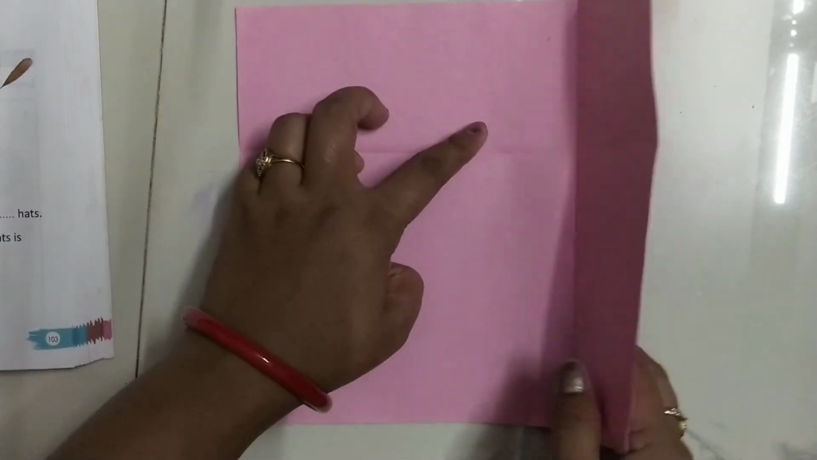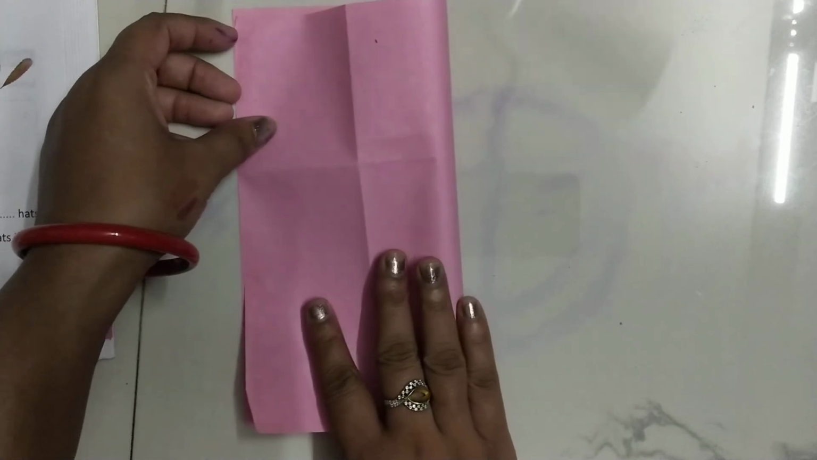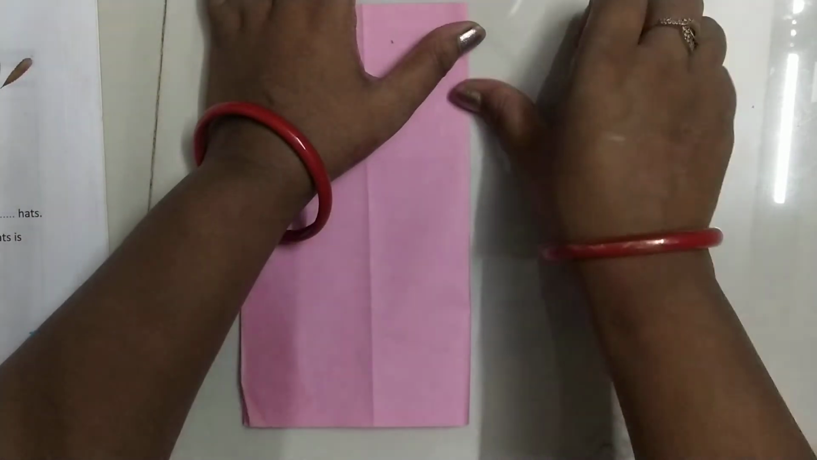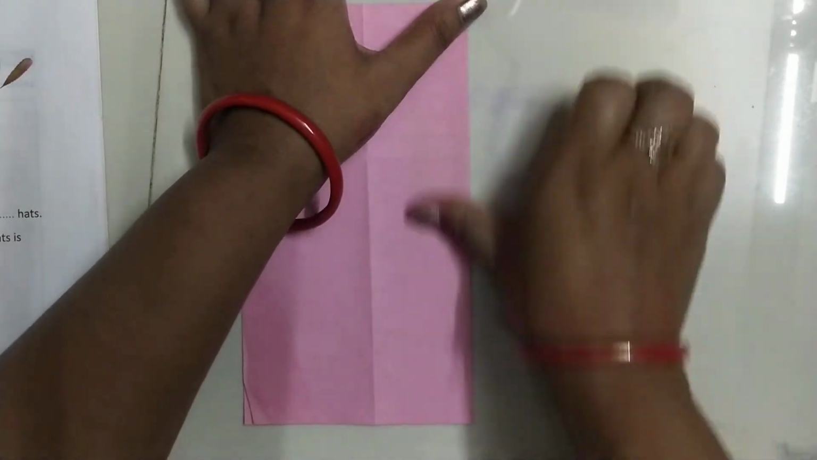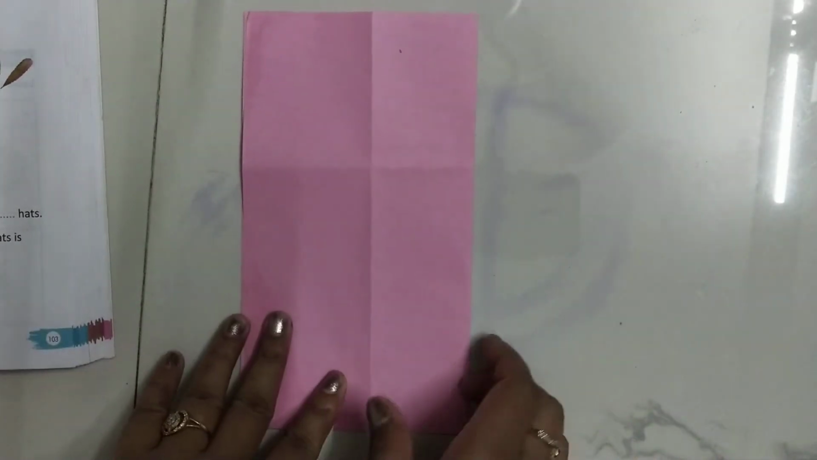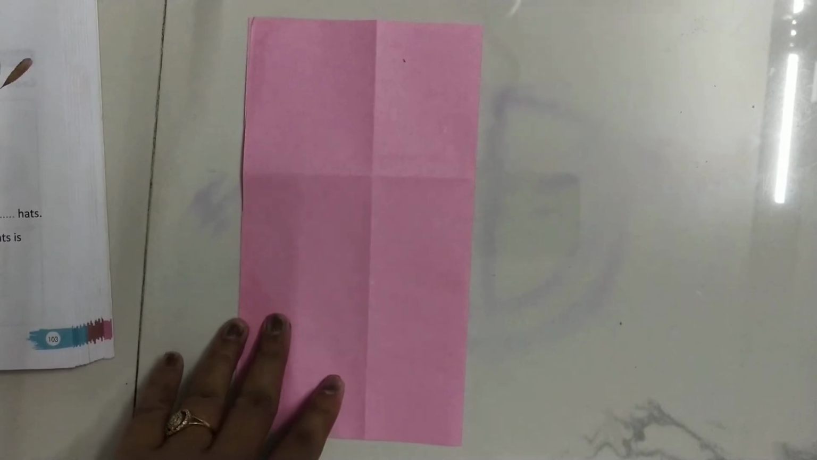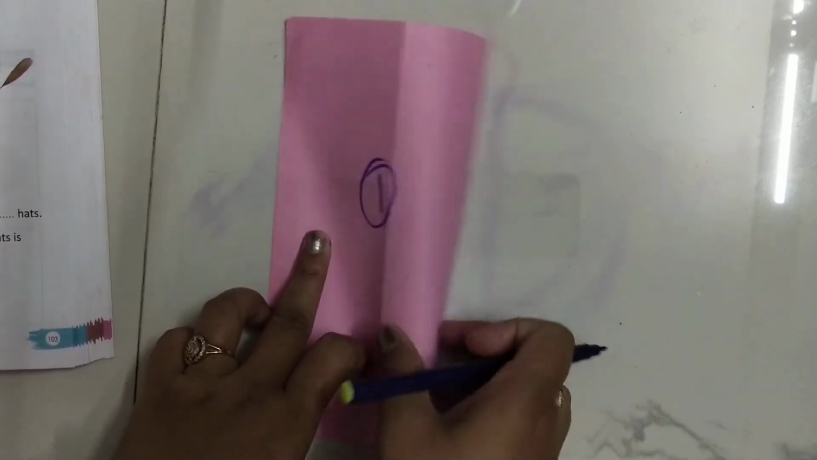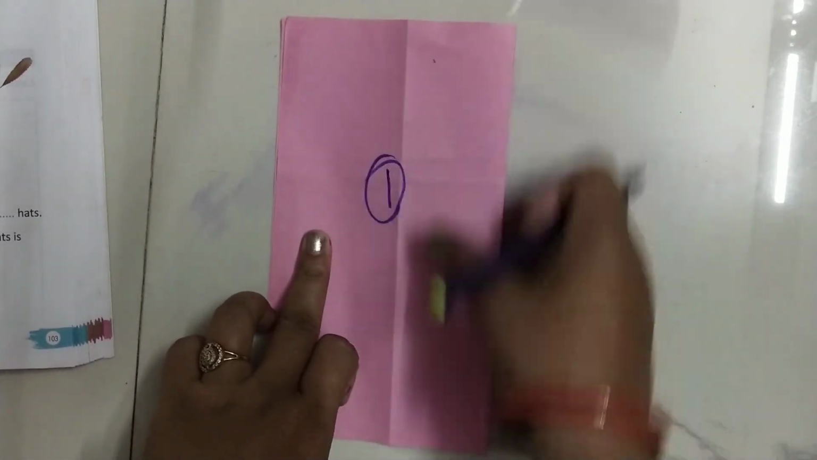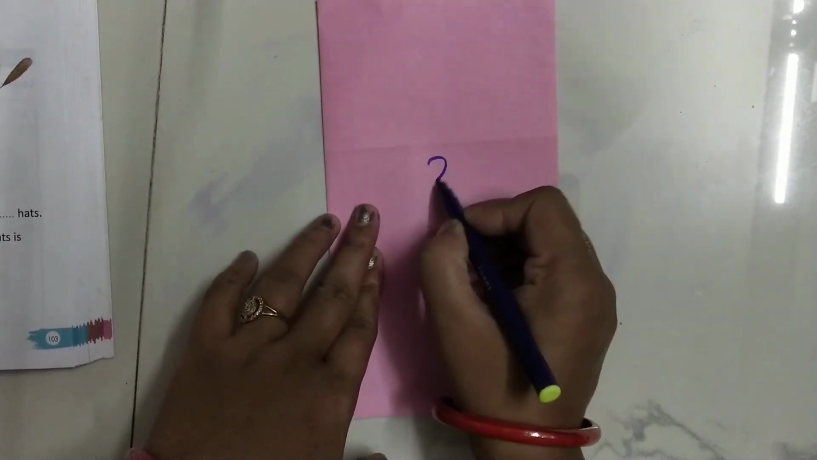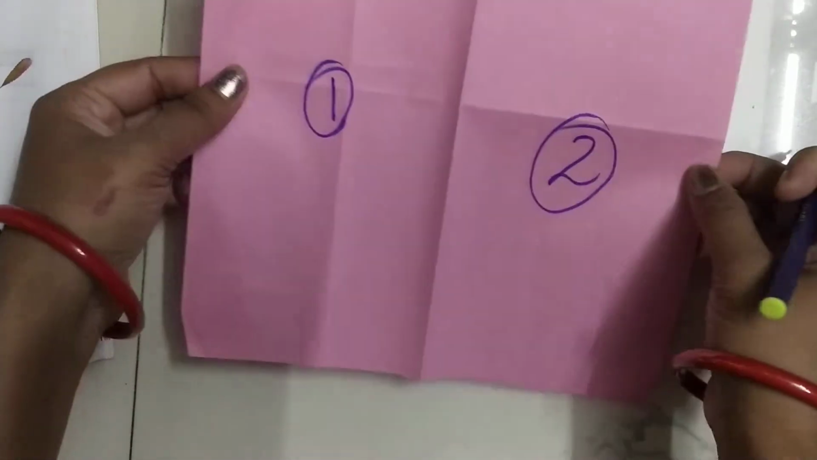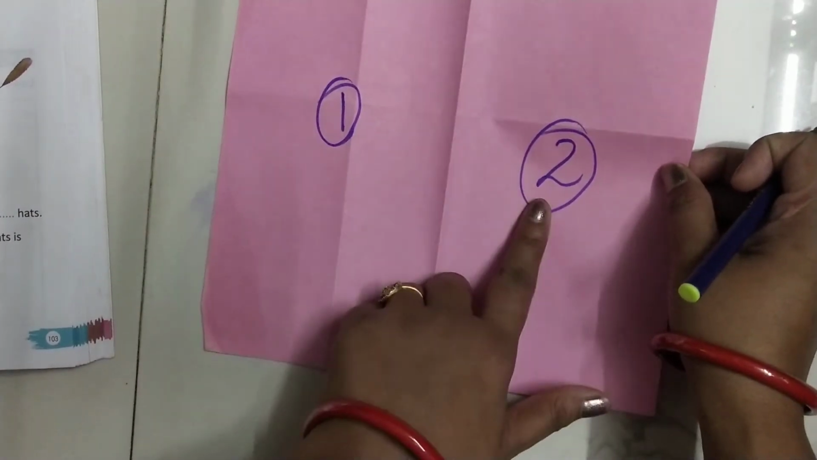So when I fold it from between, you can say that we have part 1 and part 2. When I fold it from the line, it will be part 1 and part 2.